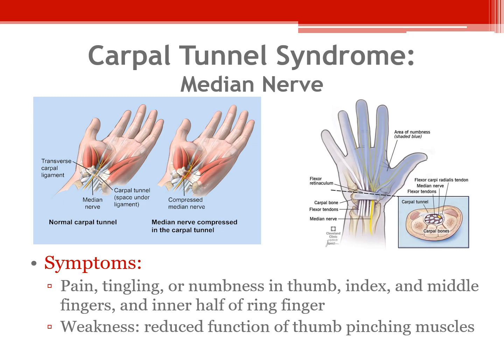Symptoms of carpal tunnel syndrome include pain, tingling, or numbness in the thumb, index, and middle fingers, and the inner half of the ring finger. Again, those are the fingers that are actually innervated by the median nerve. You also can develop weakness. The reduced function of the thumb pinching muscles means that as carpal tunnel syndrome progresses, your thumbs are just not as strong. You can't generate that pinching and squeeze force that you sometimes need for other routine tasks. So it can be debilitating.